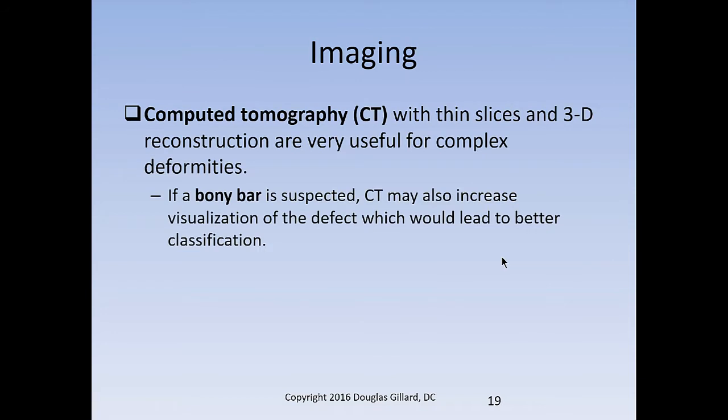Imaging, more imaging. The CT scan is nice as well for the complicated deformities. You can get a 3D reconstruction. You should order it with thin slices and 3D reconstruction, so you can really hone in. The surgeon needs that to figure out his strategy, how to fix the thing, should you not be able to take care of the patient. If a bony bar is suspected, and we'll talk about those, CT also increases the chances of visualizing the defect more thoroughly, which could lead to a better classification.